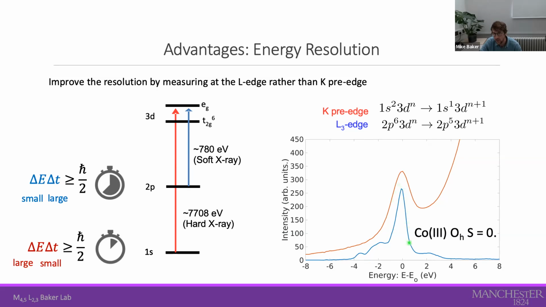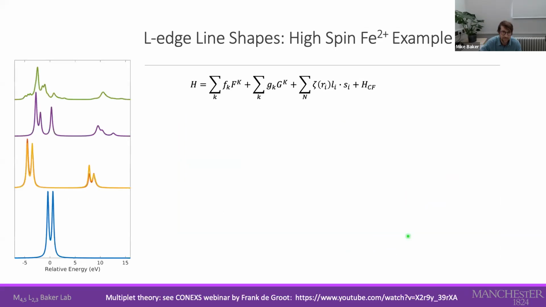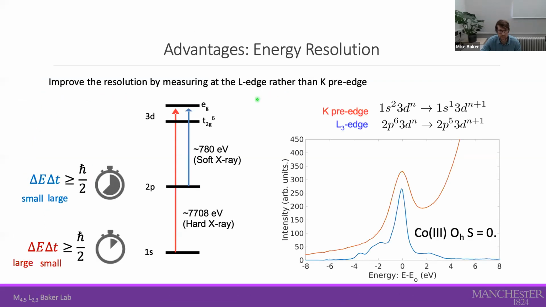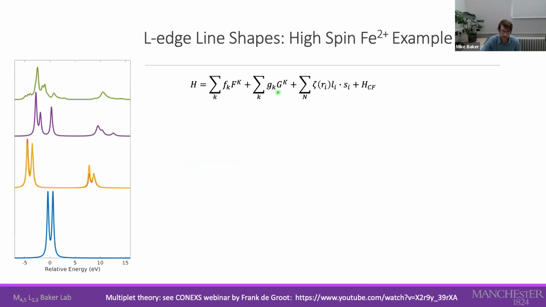And in this overlay for showing this K pre-edge, it's contrasted against the L3 edge for the same cobalt 3+ compound, and you can see a narrowing of the spectrum. Now, to interpret the L2,3 edge, we need to consider now the intershell Coulomb repulsion and spin exchange, which we could neglect before. And this is now because this interaction between the 2p core hole and the 3d shell is now significant.